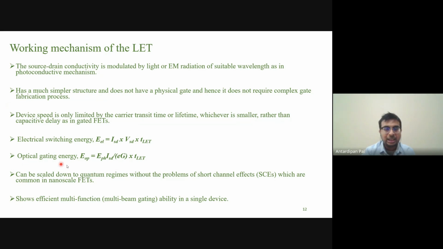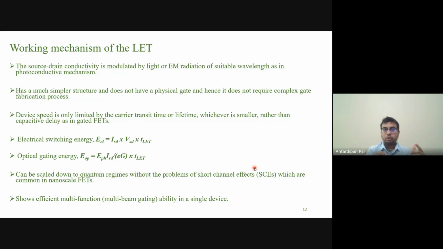So this can be scaled down to quantum regimes without short channel effects. Mainly, the gate is there to mitigate those short channel effects, but this structure does not have a physical gate, source and drain, right?